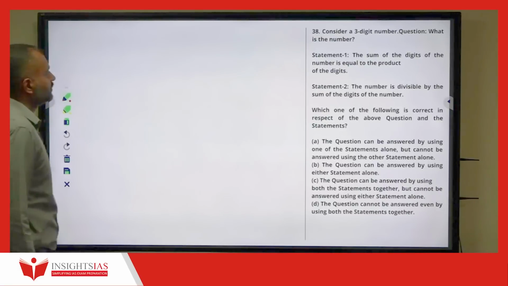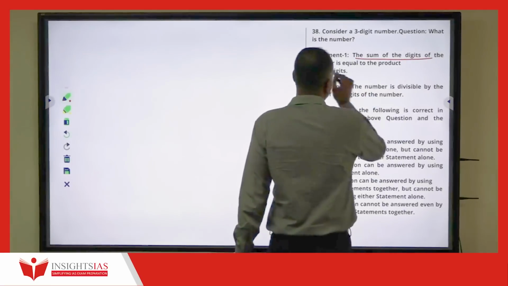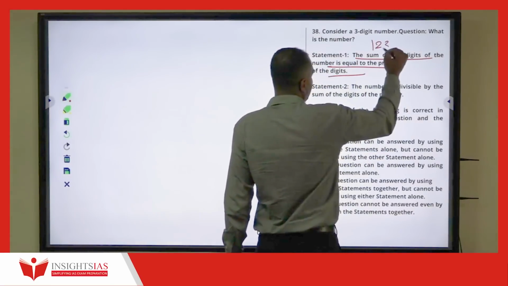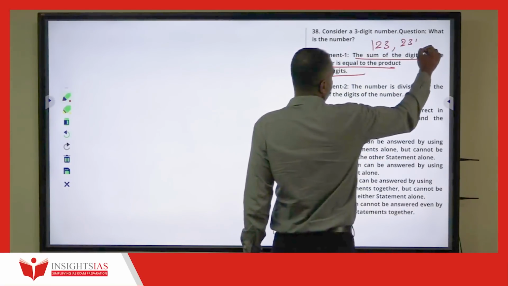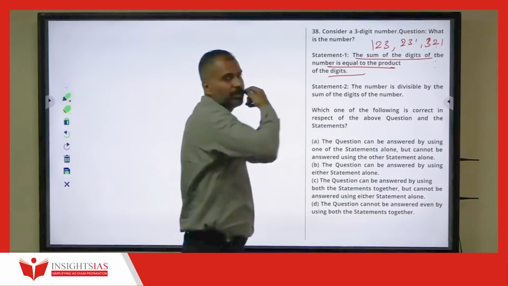Consider a 3-digit number. The sum of the digits of the number is equal to the product of the digits. See, sum of the digits equal to the product is only possible for 1, 2, 3, or 2, 3, 1, or 3, 2, 1. These kind of numbers.